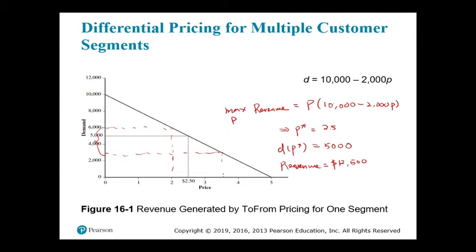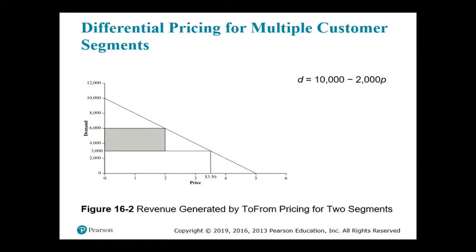Okay, and we can do better than that simply by offering two prices. Right, so we're going to charge $2 for people who are price sensitive and charge $3.5 for those who are willing to pay $3.5.